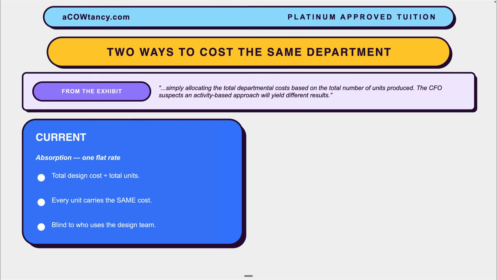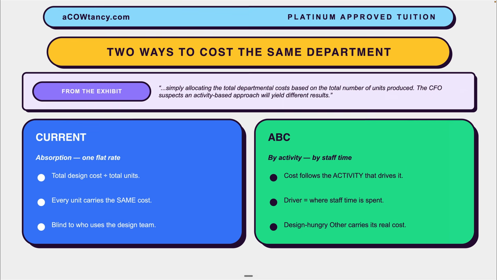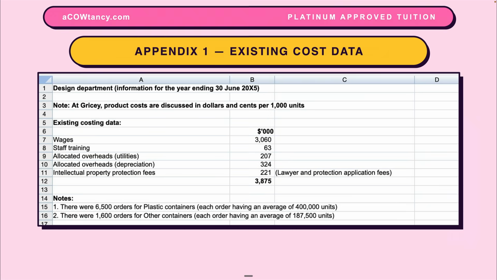Shall we go? Current one, then: we're going to take the total design cost divided by the total units. We're going to give plastic and other the same standard cost, regardless of how much design they use, which is obviously nonsense. ABC will say, right, we're going to take the design costs and apportion them according to the activity that drives them. And the driver, as we'll see, is time spent, where the staff time is spent, and the design-hungry other should get more.